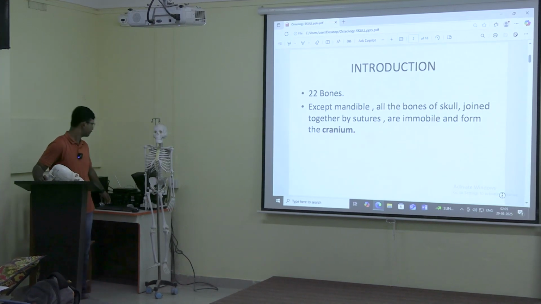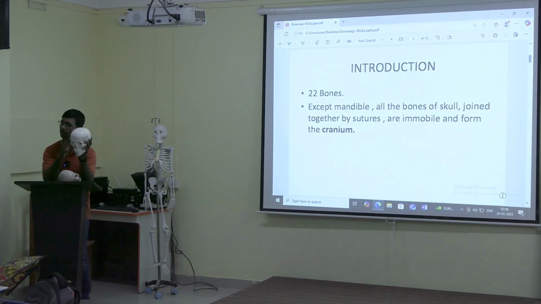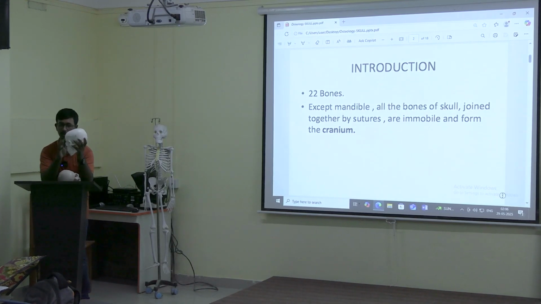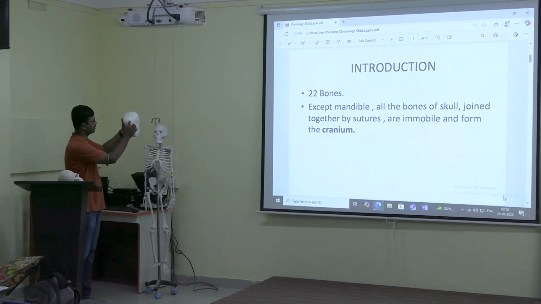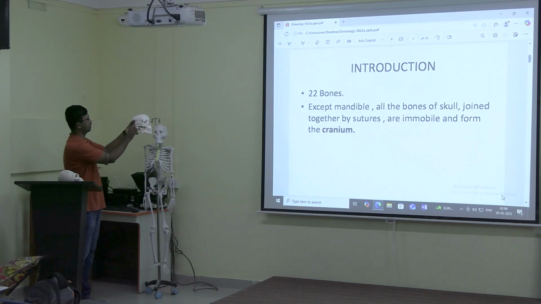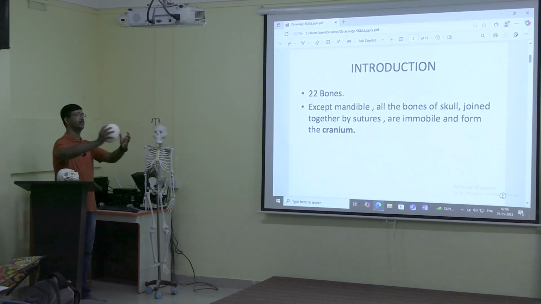All of these bones are joined together with one another by sutural joints. Sutural joints are immobile joints. Here between these bones there are sutures. These are also joints, but they are called sutures. Here also sutures. The only movable joint in the total skull is your mandible.